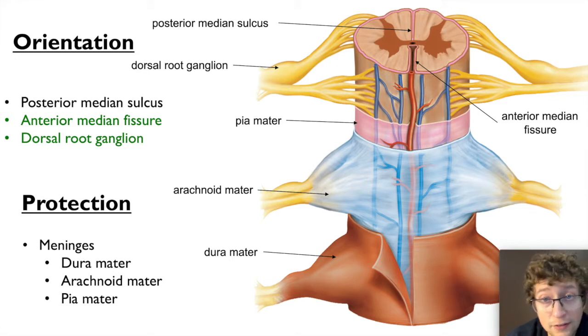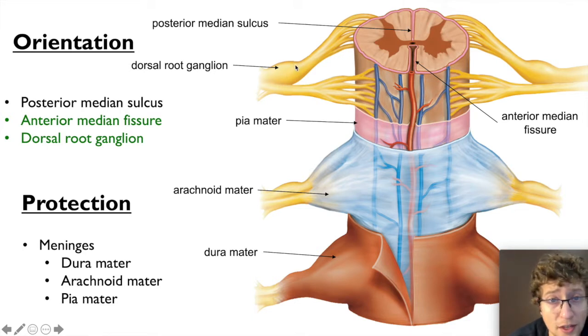So I think the easiest when we're looking at anterior versus posterior is going to be this big dorsal root ganglion. So dorsal, if you think back to our anatomical direction terms, dorsal means back, like the dorsal fin of a dolphin is on the back of the dolphin. So the dorsal root ganglion implies that this structure is a posterior structure.